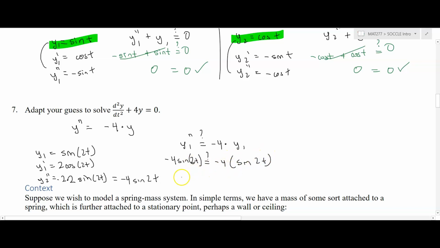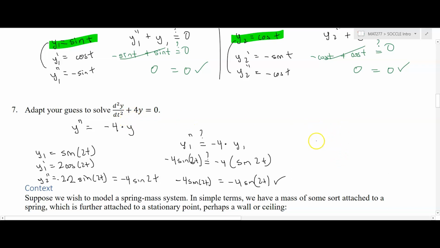And clearly these are equal, because negative 4 sine 2t does in fact equal negative 4 sine 2t. So we've done good. We now know that y1 is a solution, and you can see the relationship here. If this were a 9, this would have to be a 3. If this were an 8, this would be the square root of 8. This number here has to be the square root of this coefficient because it takes 2 derivatives, or 2 multipliers of 2, to build up to that 4.